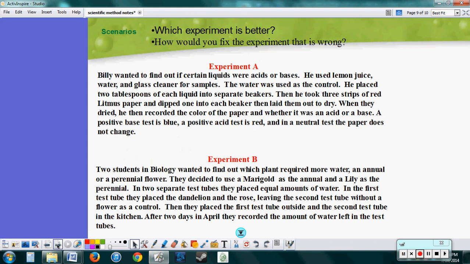All right, scenarios. Looking at which experiment is better and how you would fix the experiment that is wrong. So I want you to read both of these, and on your paper, tell me which one do you think is better, A or B, and then what you would personally do to the experiment that is not the better one. How would you fix it? How would you do it differently? So go ahead, pause, read through these, find out which experiment's better and how you would fix the bad one.